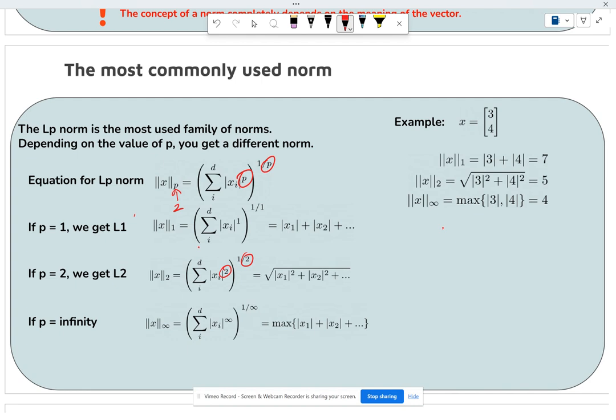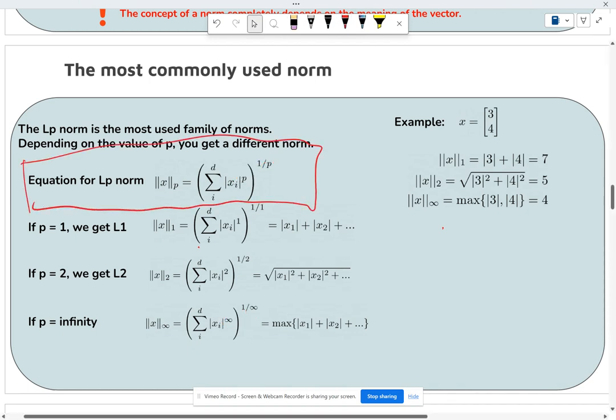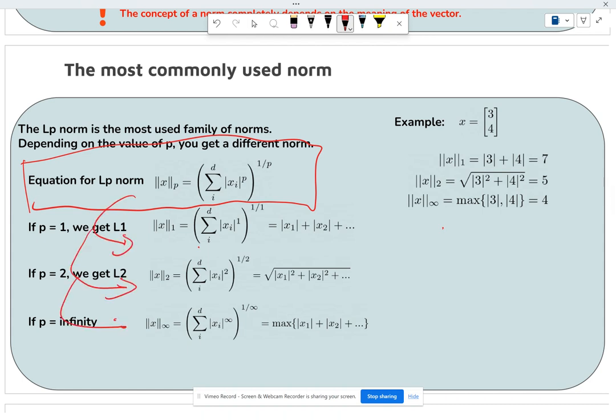So this is the very general equation. It depends on the kind of norm. You pick the norm, plug it into P, and that gives you the equation of the norm. And here's the L infinity norm. You just plug infinity into P here, P here. So when you hear LP norm, that's the general form that gives rise to all the norms.